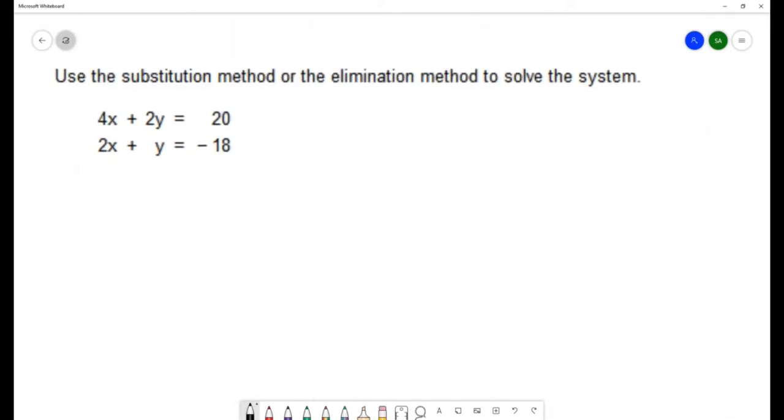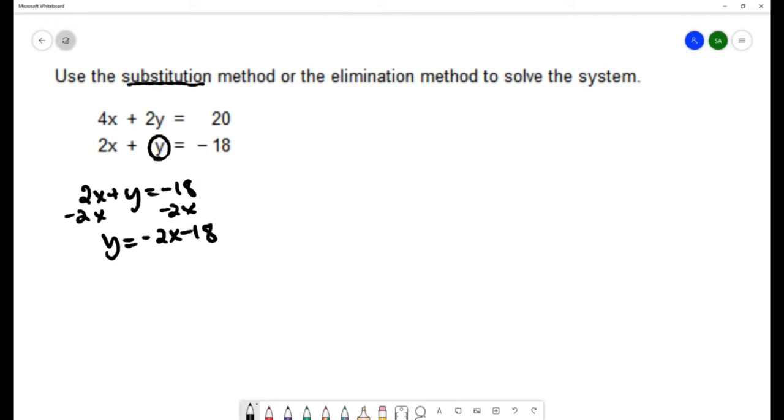So with the substitution method, you want to solve for one of the variables in either equation. I notice that this variable doesn't have a coefficient, so I'm going to choose to solve for that variable. So I'm taking the second equation, and I'm going to solve for y. I'll subtract 2x on both sides, and that gives y equals negative 2x minus 18.